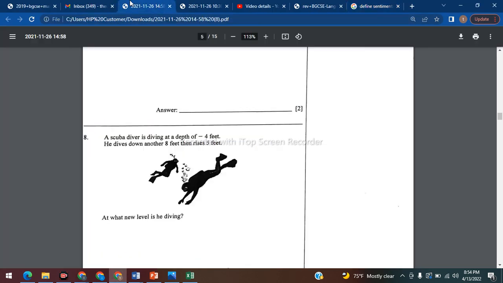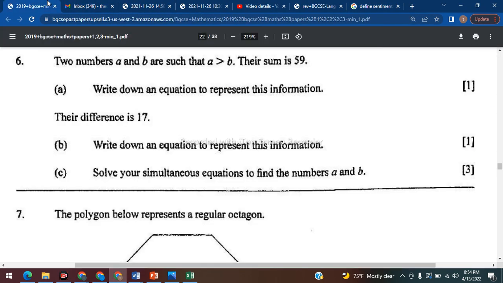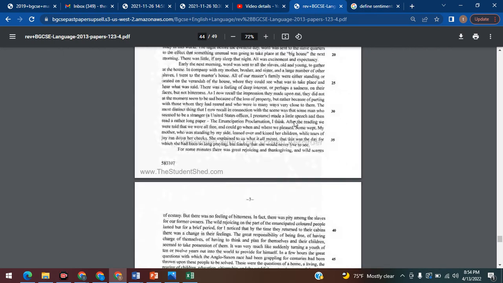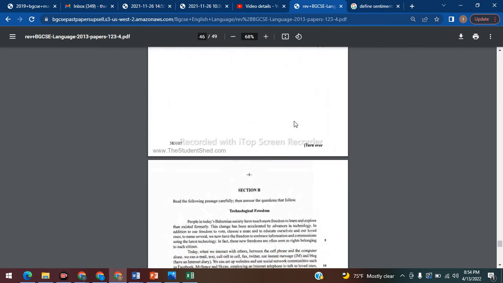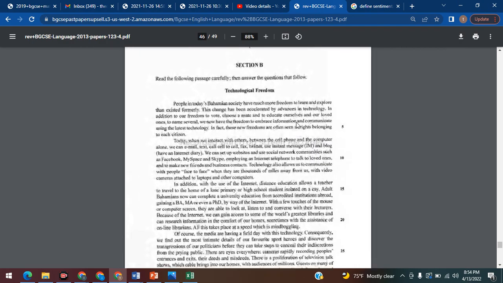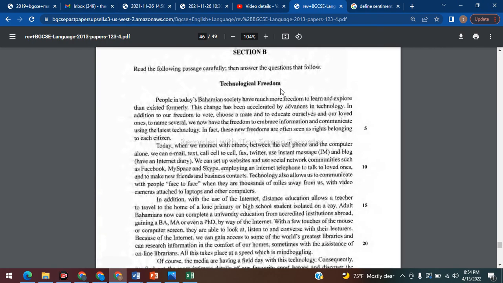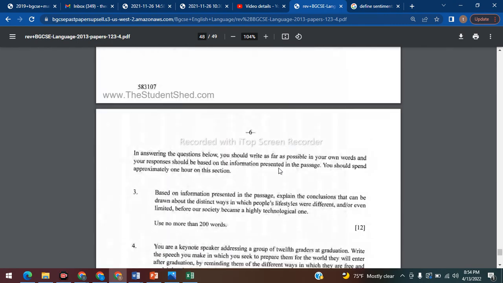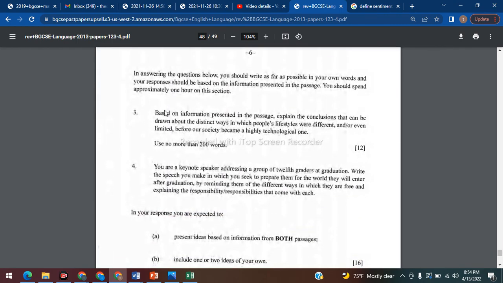I want you to do the next essay. I want us to move on to the next passage, and I want us to do this technological freedom. I want you to do question number 3.